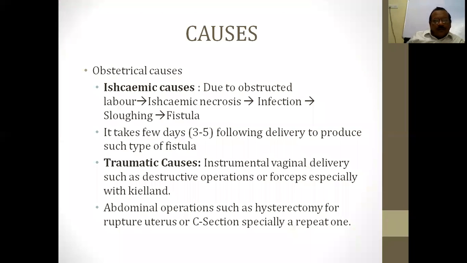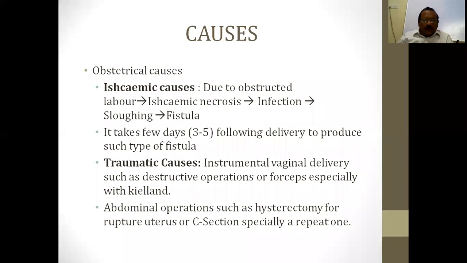What are the various causes of fistulas? Obstetric causes. This is the ischemic cause. Due to obstructed labor, the bladder gets compressed between the fetal head and the symphysis pubis, causing ischemic necrosis and later infection, sloughing and fistula. This is called ischemic. This is the pathology behind the causation of vesicovaginal fistula, and it takes 3 to 5 days following delivery to produce such a fistula.